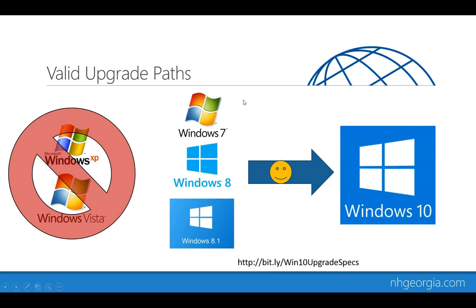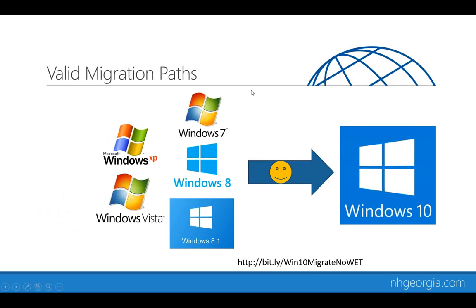So let's talk a little about the migrate side of this coin then. What would a migrate path be? Well, with the current set of tools that Microsoft has given us, you can migrate from Windows XP systems. We can migrate that data to Windows 10. Windows XP, Windows Vista, Windows 7, Windows 8, Windows 8.1, all migratable.